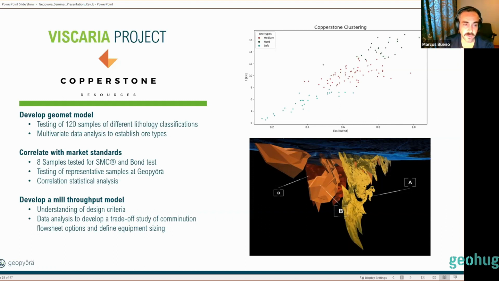And now they're using our data to develop a mill throughput model, and then develop the flow sheet. This data is being used by their engineering company doing the project, which coincidentally is Ozenko, working on the project now.